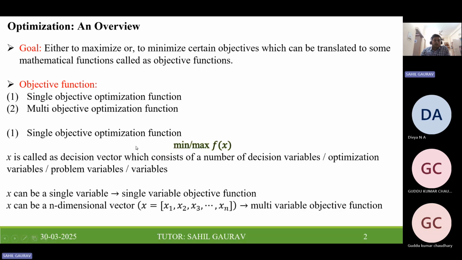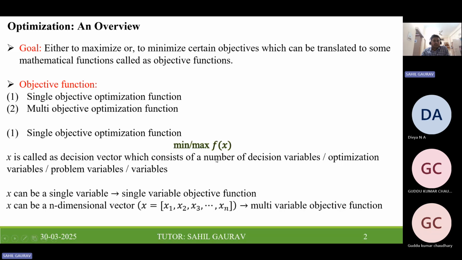If you look at this single objective optimization function, as the name says, it is having a single objective function, and this one is just simple, and it can be easily solved, and we can easily get the optimal solution. So for single objective optimization function, we are either minimizing or maximizing one objective function, where this x is called decision vector, which consists of a number of decision variables, optimization variables, problem variables, or simply variables.